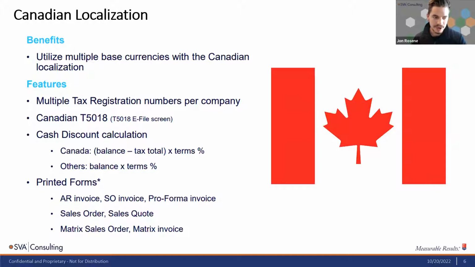You can see on the screen here, one example of that is that cash discount calculation, unique to Canada, with balance less tax total, multiplied by that terms percent. And what's helpful with this applied at the company level is that if you switch between entities, that recalculation will occur. Also, you'll see enhancements for the Canadian localization around the T5018 form, and you can see the e-file screen available as well. And then also on the printed forms.